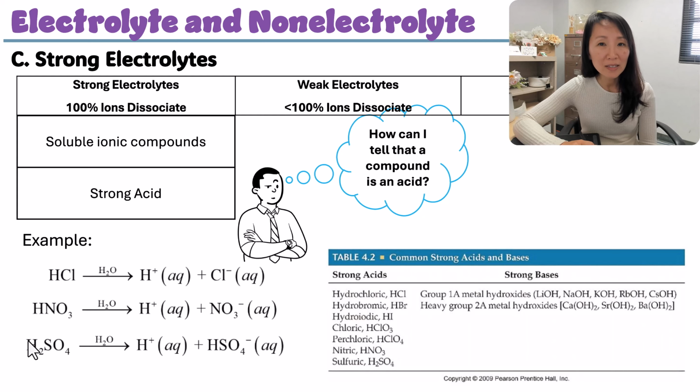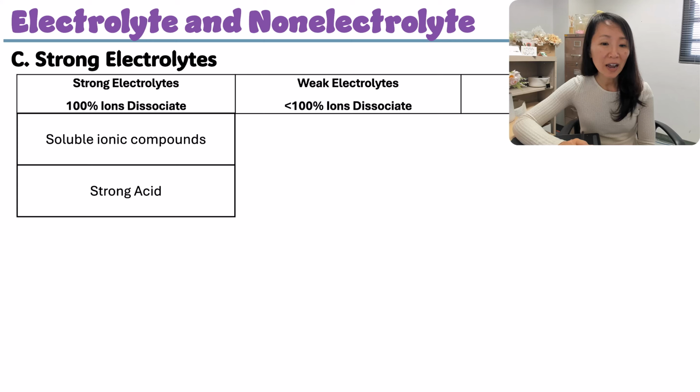It's not always the case, but for an introductory chemistry course, you will see that the hydrogen will be on the left-hand side. So that's how you know that this is an acid, and then afterwards you determine it's a strong acid by looking at this particular chart. There's another category that strong electrolytes fall under, and that's strong base.